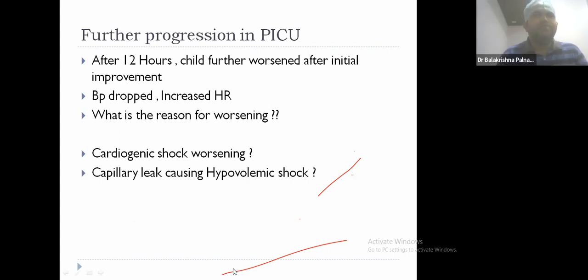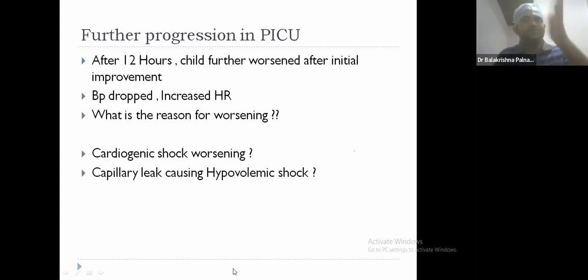Exactly. Here, initially the child showed improvement, so we can't be straightforward. In cases of septic shock, which we commonly come across, usually we first think of hypovolemic shock and correct that. Then we think of cardiogenic shock and start inotrope. So we can't be adamant that it is only cardiogenic shock. Sometimes because of the sepsis, there will be leakage. It might be ongoing capillary leak. Whatever inotrope you give, it can only increase your contractility. It can't replace your preload. So definitely it can be capillary leak causing hypovolemic shock.